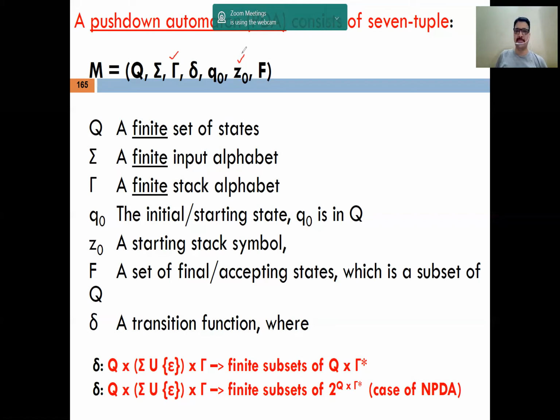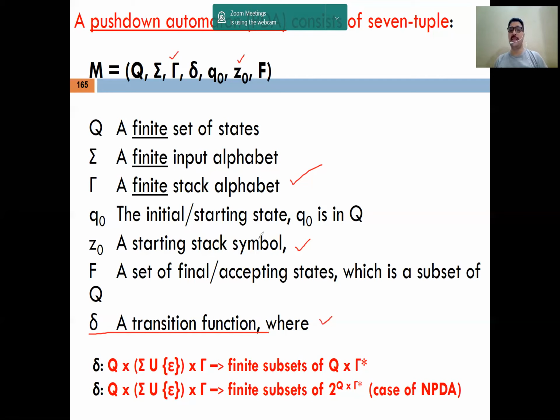So let's see the meaning of all these tuples. The other five symbols of this representation are the same as the DFA. Q is the finite set of states, and sigma is the finite input alphabet. Tau is a new one, so I will explain later. Next one is the Q0, that is the initial state, and Z0 is a new symbol that I will explain later. F is the set of final states, right? And delta is the transition function. The working of delta, the transition function, is different in case of PDA. So we will explain the new symbols one by one.